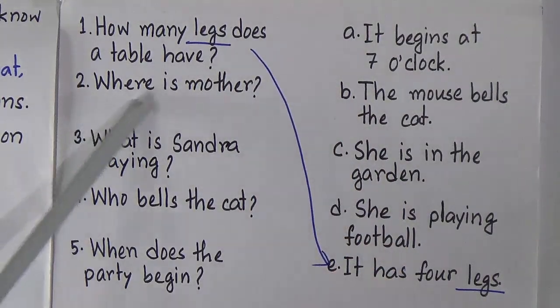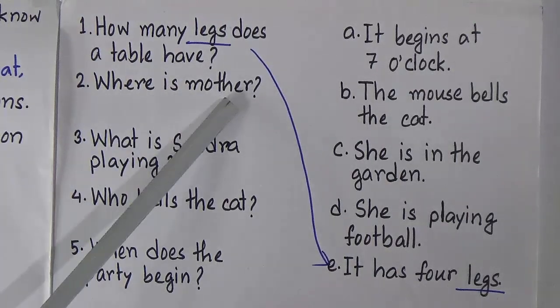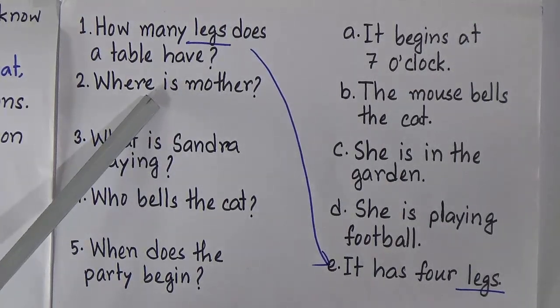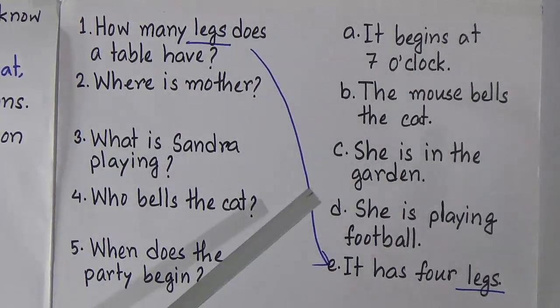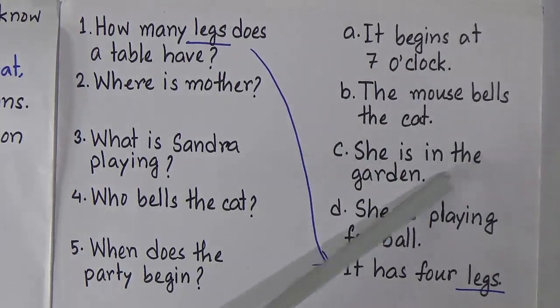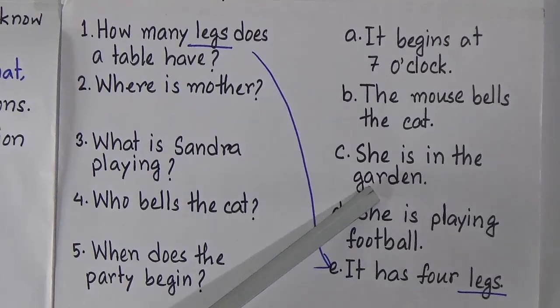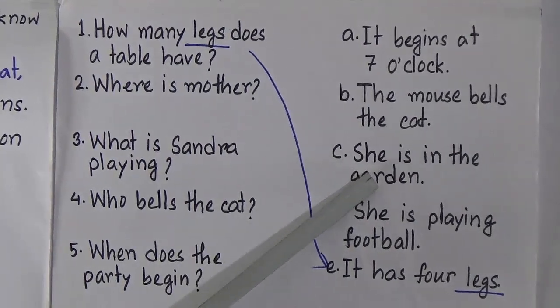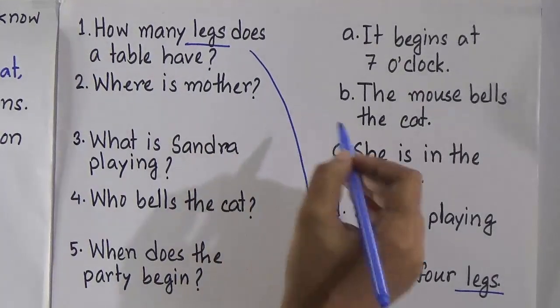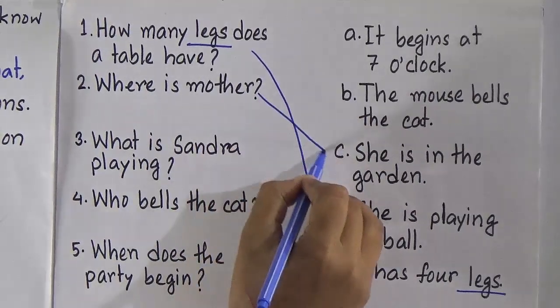And now number 2, where is mother? That means we want to know about the place. Now look, number C, she is in the garden. So garden is a place and mother is in the garden. So number 2 will match with number C.